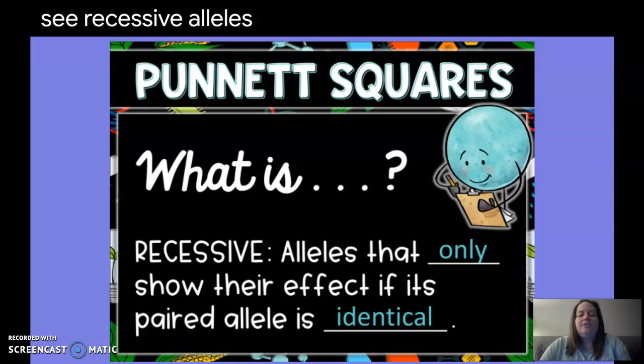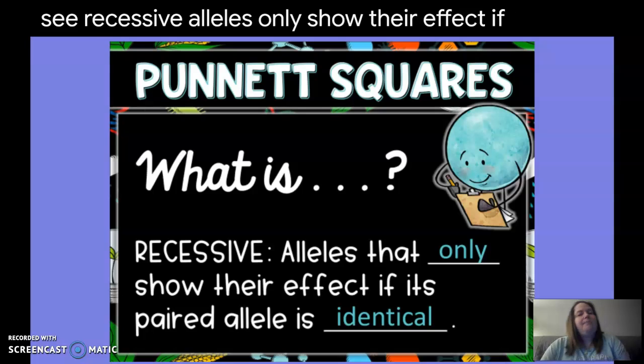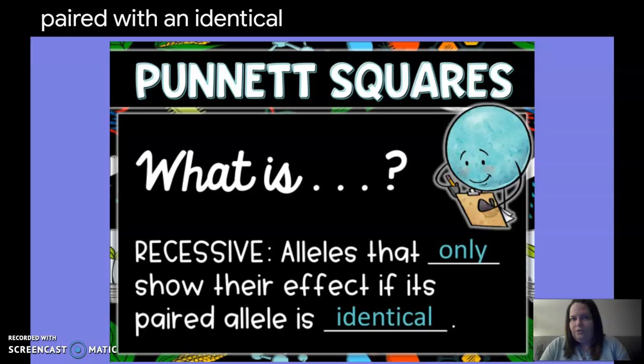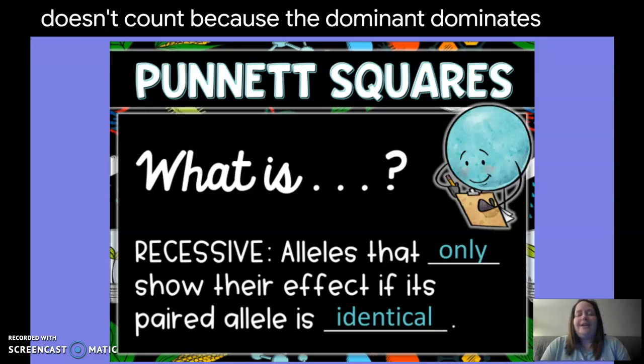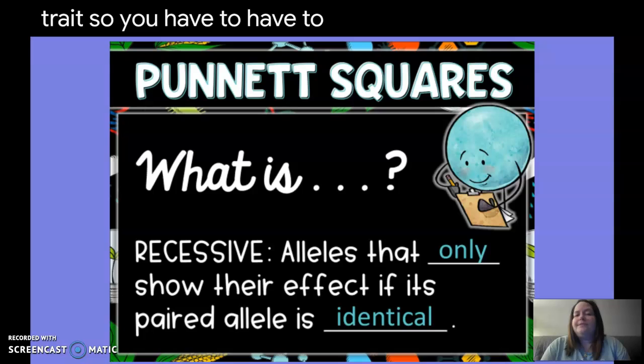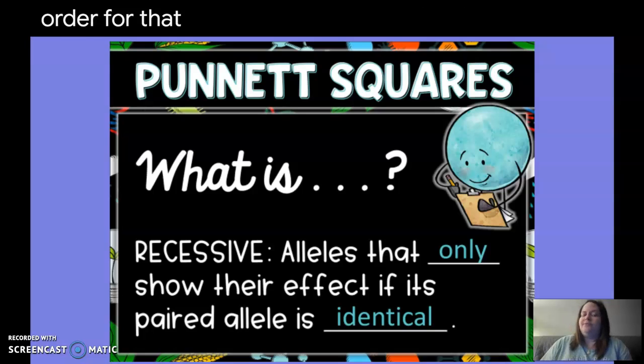Recessive alleles only show their effect if paired with an identical recessive allele. Okay, because again, if there's a dominant one present, the recessive doesn't count because the dominant dominates that trait. So you have to have two recessive alleles in order for that recessive trait to be shown.